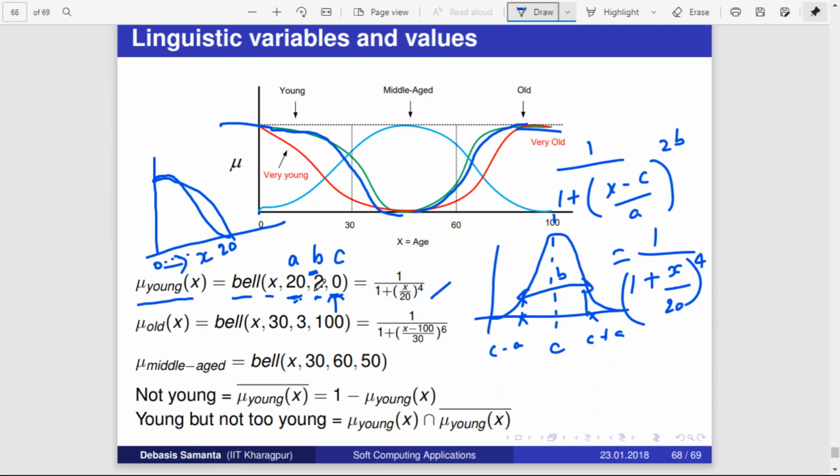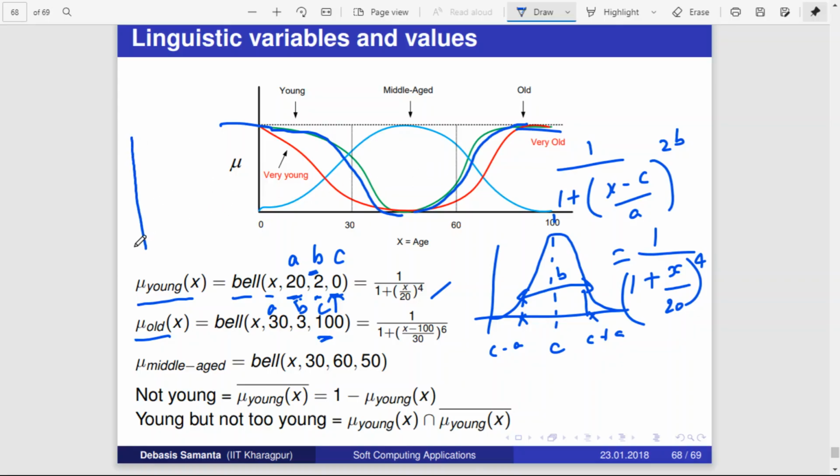Similarly, here old is defined like this. When you see this, this is a, this is b, this is c. This is one way of definition; you can define it in your own way. If you want the slope to go very steeply, you can do that. Here you see c is 100. C is 100 means extremely old, or very old, whatever it may be. So c is 100 means this other end.